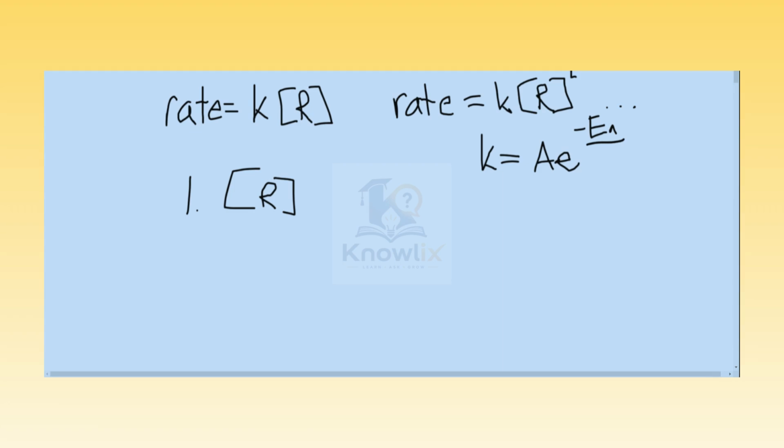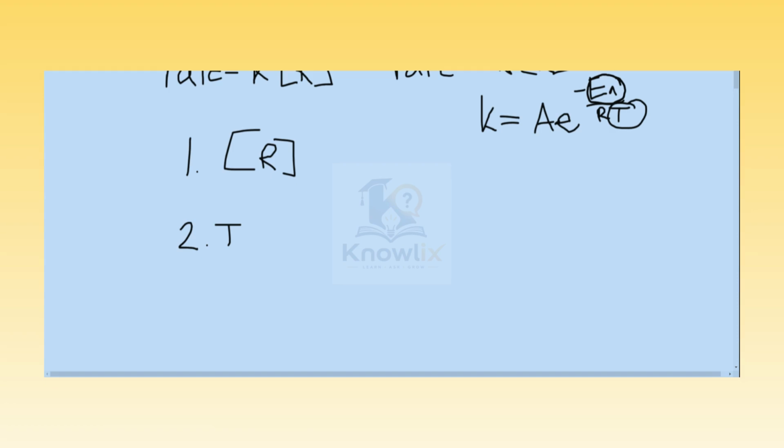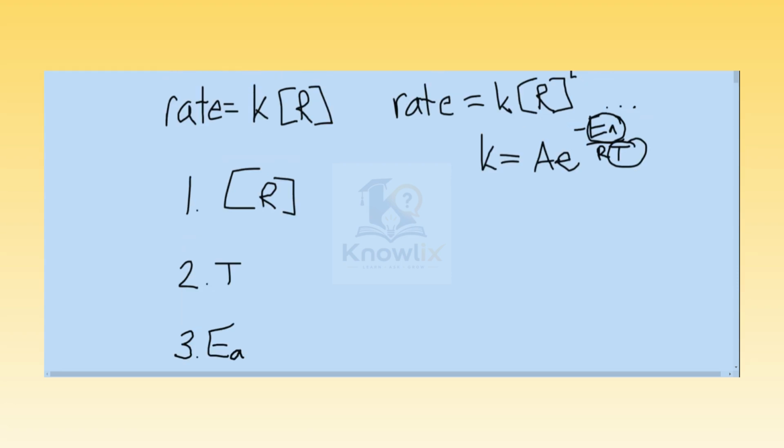So as we look at this equation, we'll notice, well, K depends on temperature, so temperature influences the rate. We also have activation energy, also influences the rate. And remember that a catalyst can lower the activation energy and thus increase the rate. So the presence of a catalyst is also a factor.